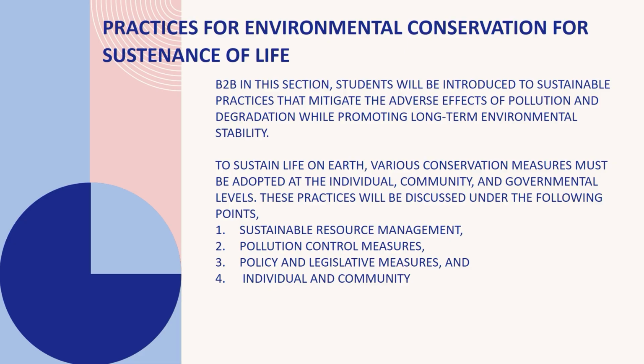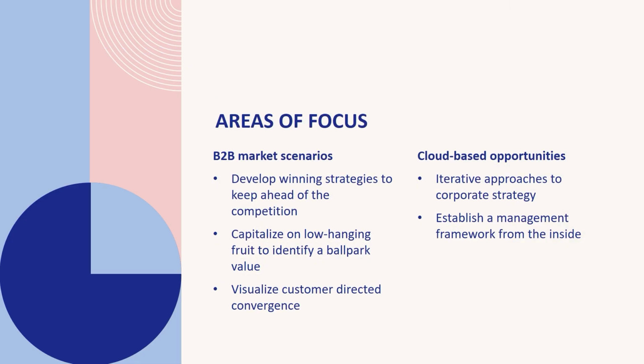To sustain life on earth, various conservation measures must be adopted at the individual, community and governmental levels. These practices will be discussed under the following points. First, sustainable resource management. Second, pollution control measures. Third, policy and legislative measures, and individual and community.